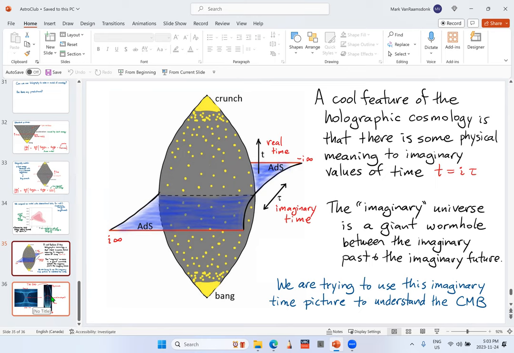Mm-hmm. Okay. Yes. You put it in about the scalar field, right? Did you say it's called?